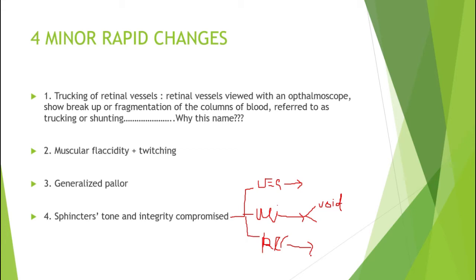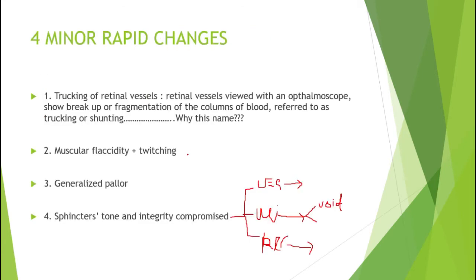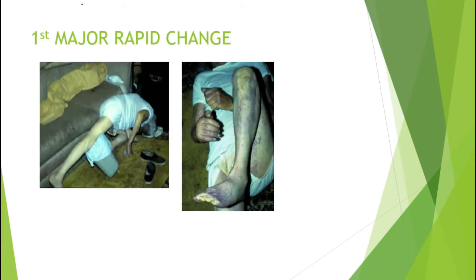Now, as we previously mentioned in the last slide, let's go to that. There are four major rapid changes, and now let's go to the next slide and see a few beautiful pics. The first major rapid change: you see the body is lying head down, and actually these two bodies are the same. They are just positioned differently in these two pics.